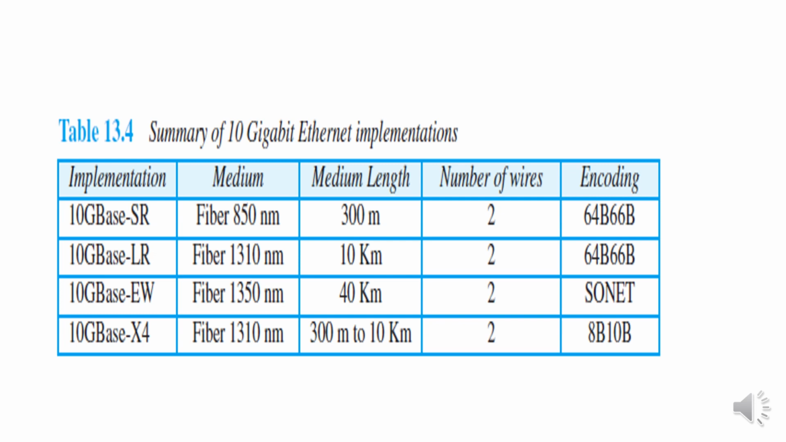Similarly, 10GBASE-LR uses fiber cable of 1310 nm, and the medium length is greater than 10GBASE-SR, that is 10 kilometers. Number of wires is 2, and encoding is 64B/66B. Similarly for 10GBASE-EW and 10GBASE-X4, the specifications are given, and we can use a maximum medium length of 40 kilometers in the case of 10GBASE-EW.